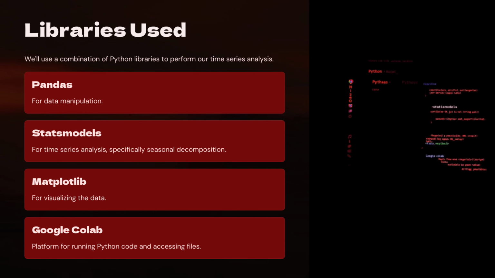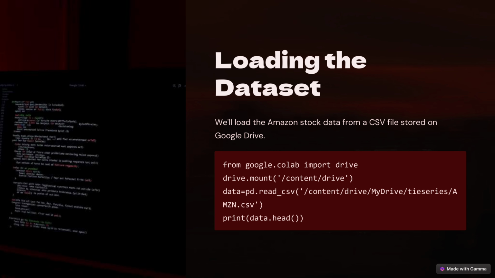Then we move to the main part of the coding, adding the libraries. We are using several Python libraries in this project. Pandas helps us to manipulate and clean the data. Statsmodels is essential to perform the seasonal decomposition, and Matplotlib allows us to visualize the stock price components. We are performing all the analysis in Google Colab, which provides easy access to our file. And then we move to the next part, loading the dataset.